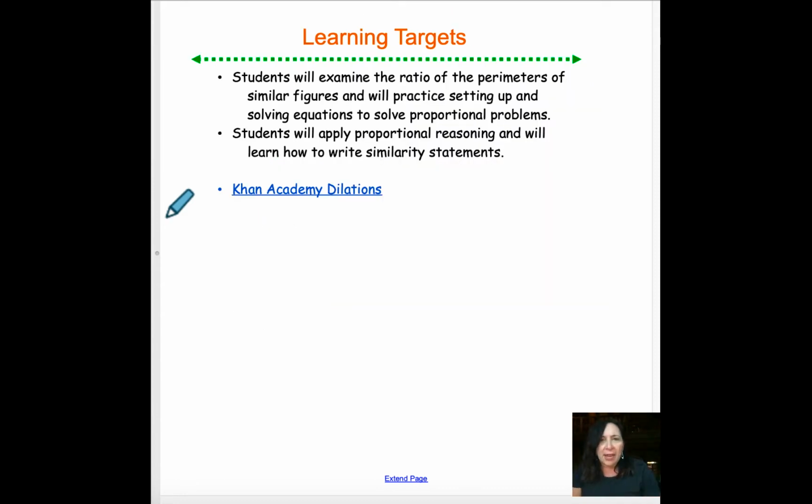Learning targets today are, we're going to be talking about ratio perimeters. We're going to be talking about similarity, making proportions. There's also a really cool Khan Academy video on dilations that I think you should watch, and I put that link on your slate as well.